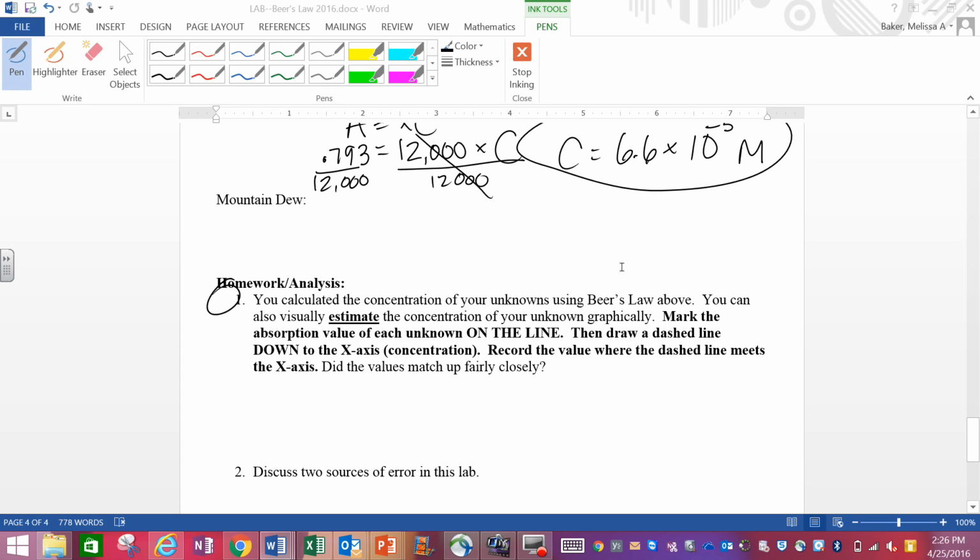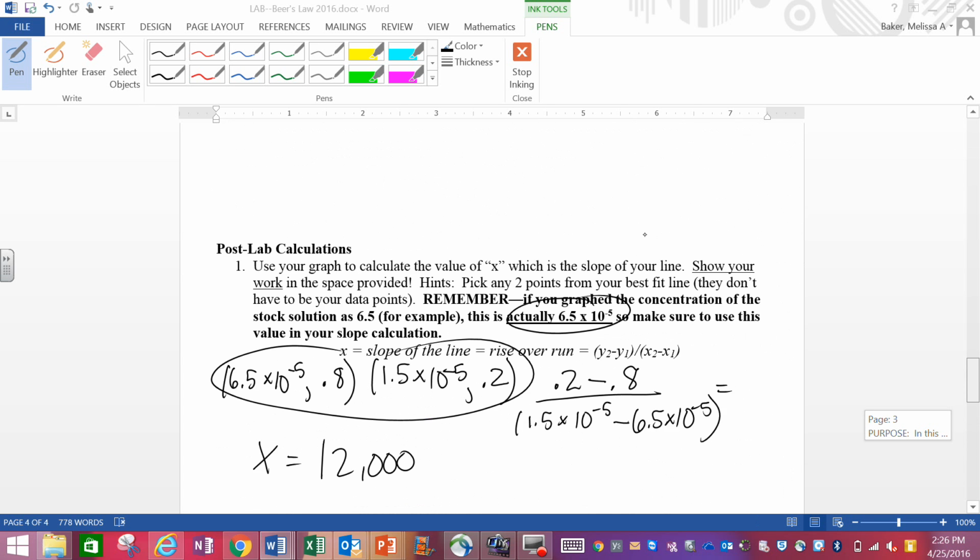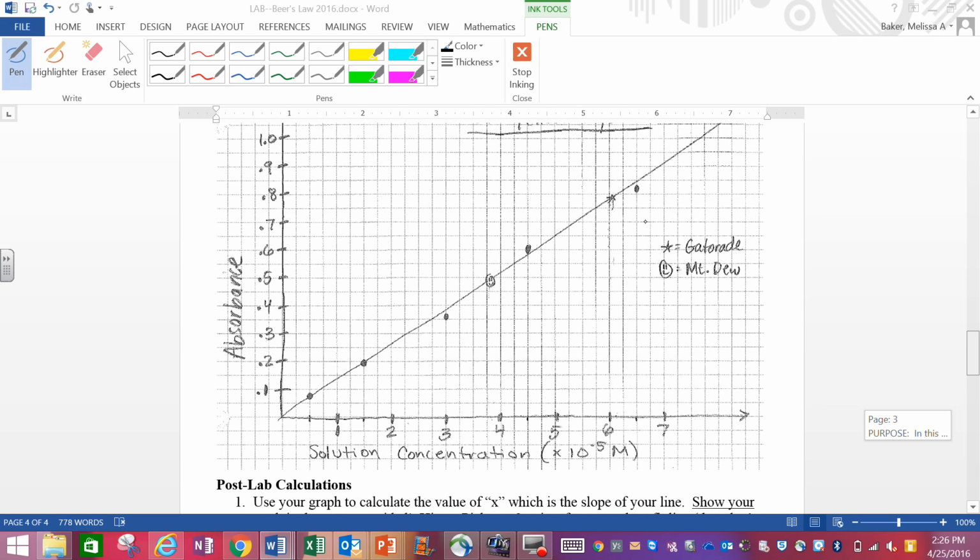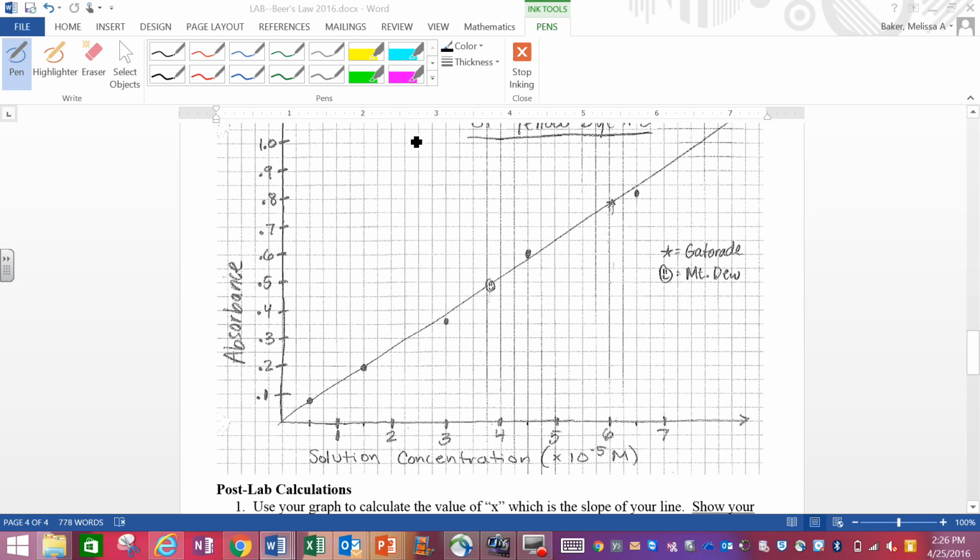You can also visually estimate this. Mark the absorption value of each unknown on the line. Then draw a dashed line down to the x-axis. Record the value where the dashed line meets the x-axis. I'm going to do this for yellow Gatorade as an example. I already mapped this on here, the 0.793, so the star goes here, and I'm going to draw a dotted line down, down, down. I'm going to estimate that as 6.2 times 10 to the minus fifth.